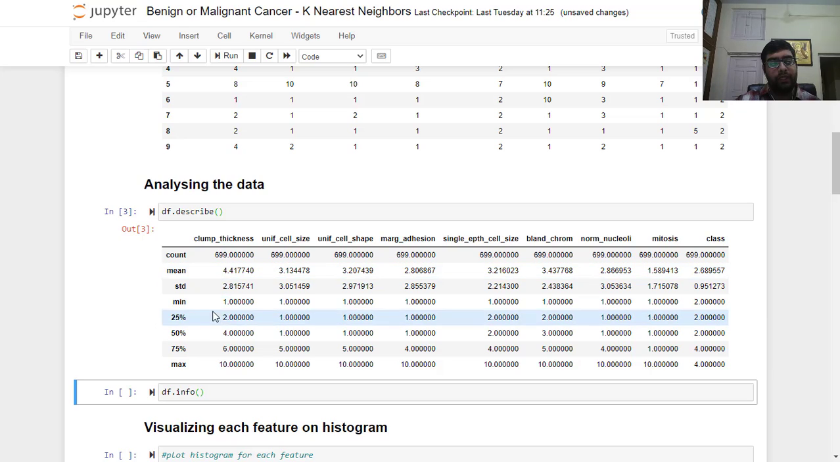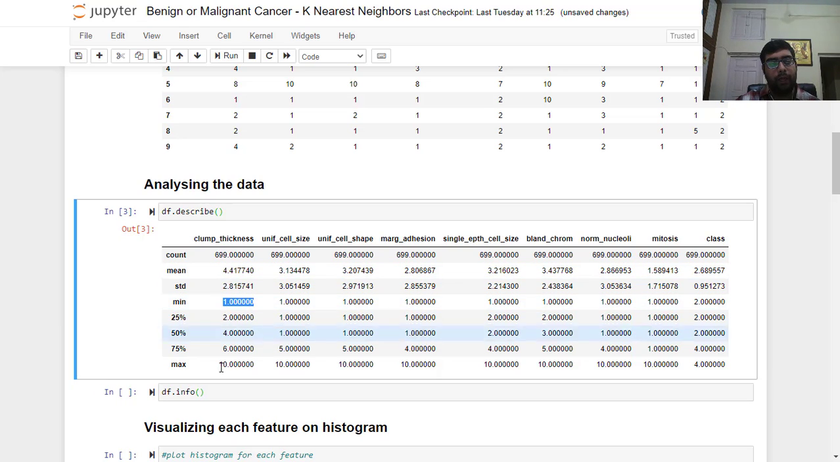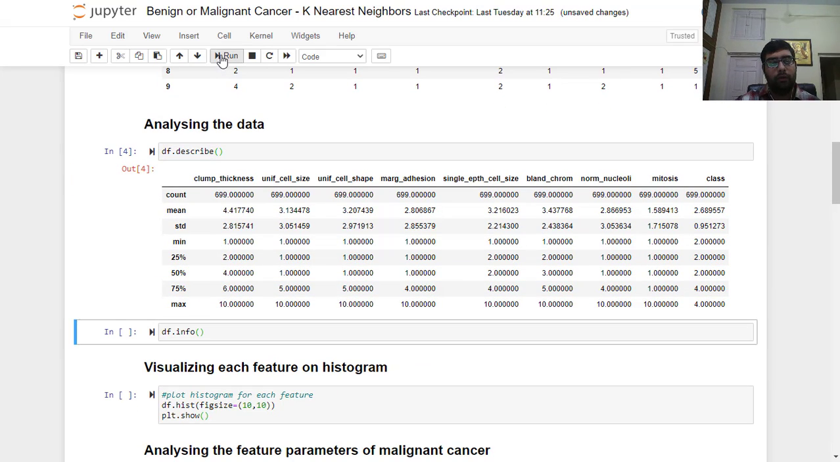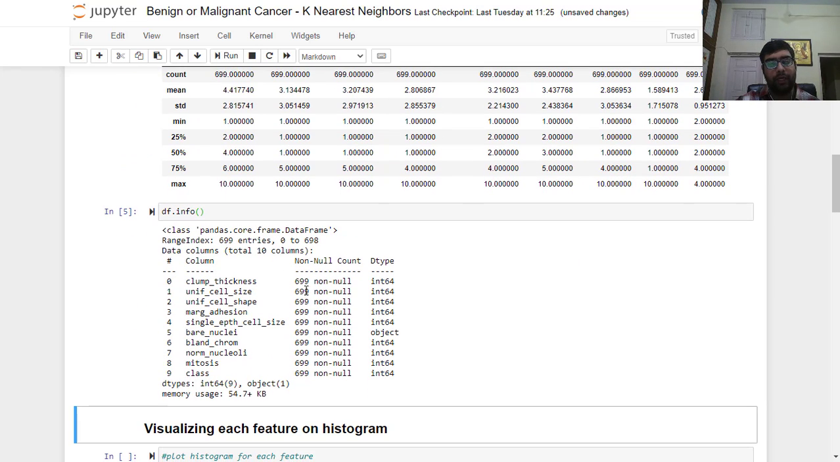As we can see, the minimum is 1 and the maximum is 10. For all the features except the class, the minimum is 1 and the maximum is 10, so these features lie on a scale of 10, and the means are around 4, 3, 3, 2, 3. We have around 700 samples on a scale of 1 to 10. Let's get the info. We have 699 samples each, with integer values.